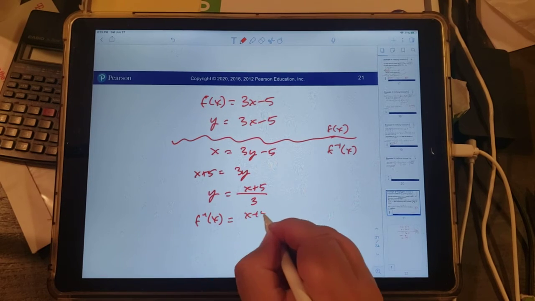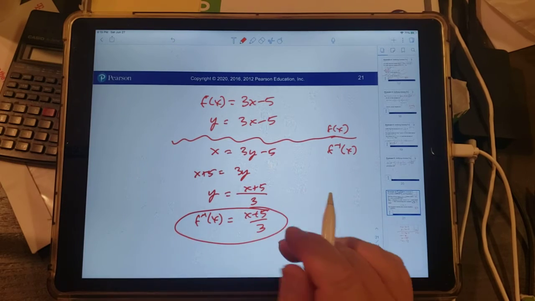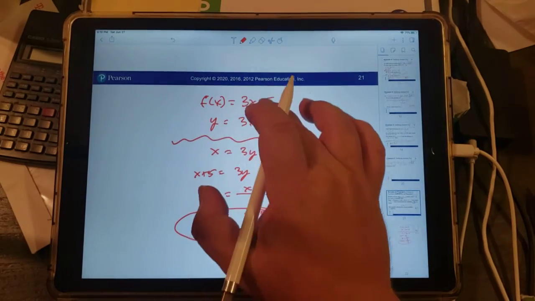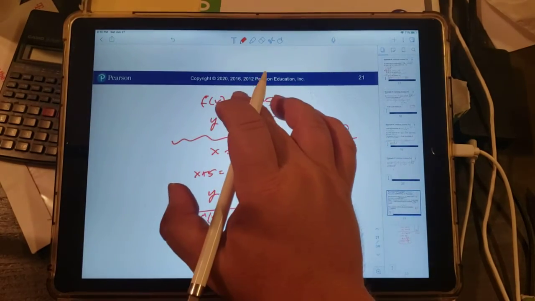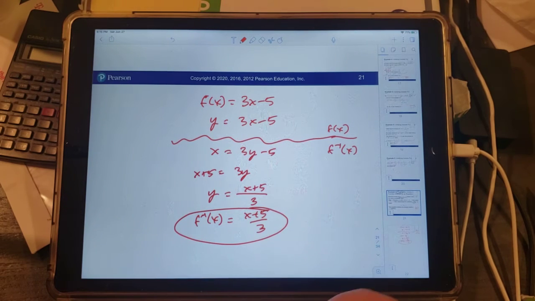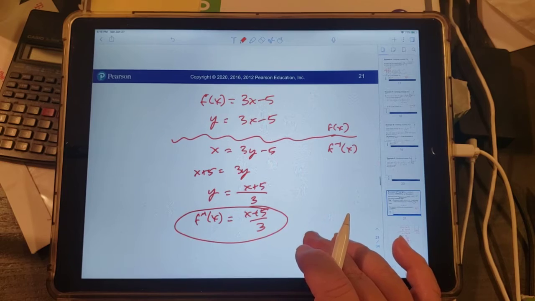So the idea is I found the function that will cancel this function. This has a minus 5, this has a plus 5, this has a times 3, this has a divided by 3, and they're all in the right places. So that's how you find the inverse.